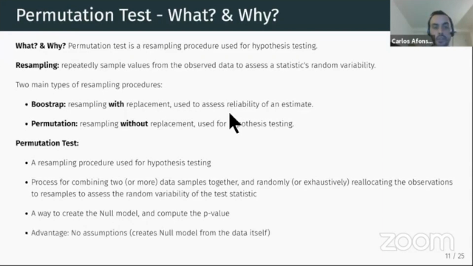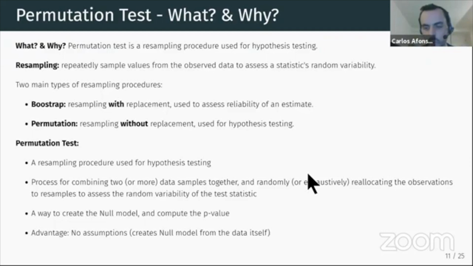There is one big advantage in doing a permutation test and not, for example, a t-test or other theoretical statistical tests: the permutation test does not make as many assumptions, or makes no assumptions, as compared to a t-test. A permutation test creates the null model that represents the null hypothesis directly from the data itself. That's a big advantage. And there's a historical note: the permutation test is computationally intensive, right?